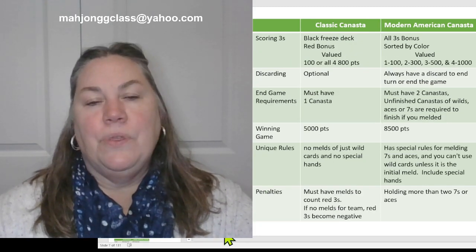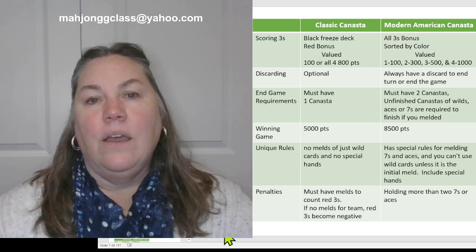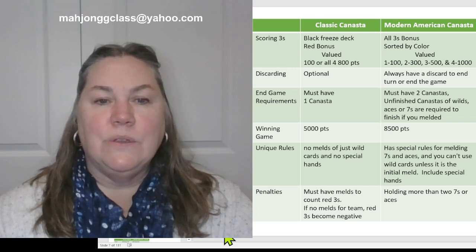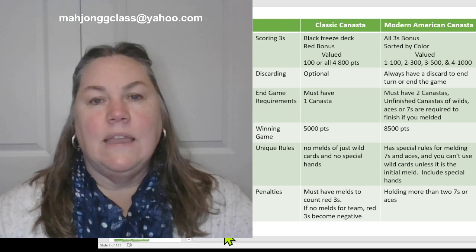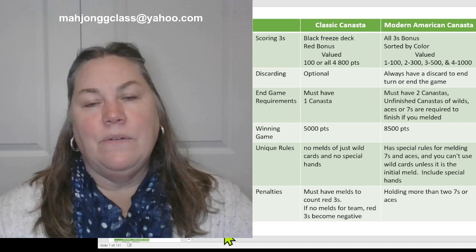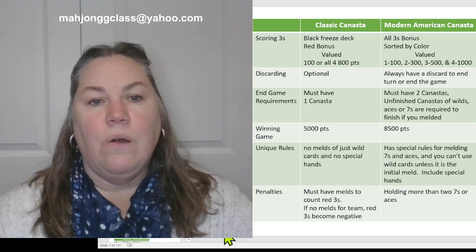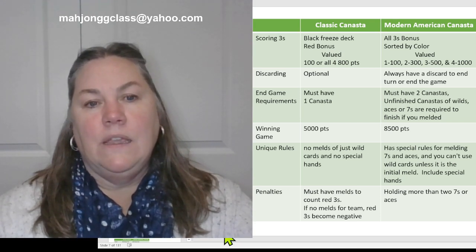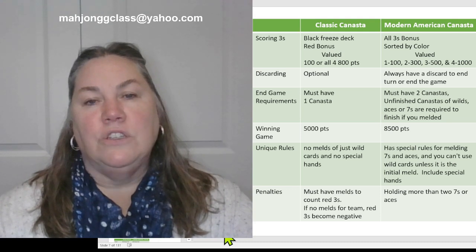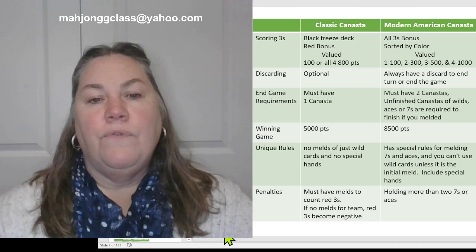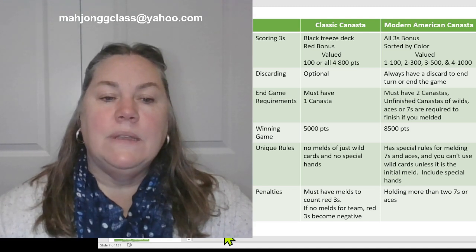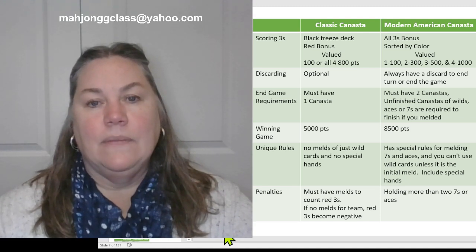When we score 3s in Classic Canasta, we do not score any black. Those are discards. We do score the red 3s. They're bonus. So again, you take the red 3 when you get it, put it down on your side, and get a new card. For every red 3 you have, you will get 100 points. If you should get all 4 red 3s, you get a bonus of 800 points.